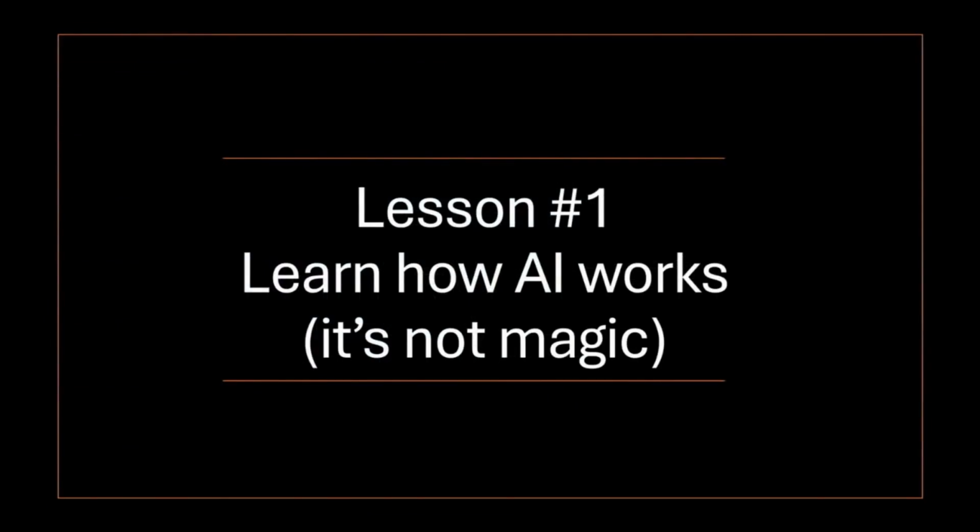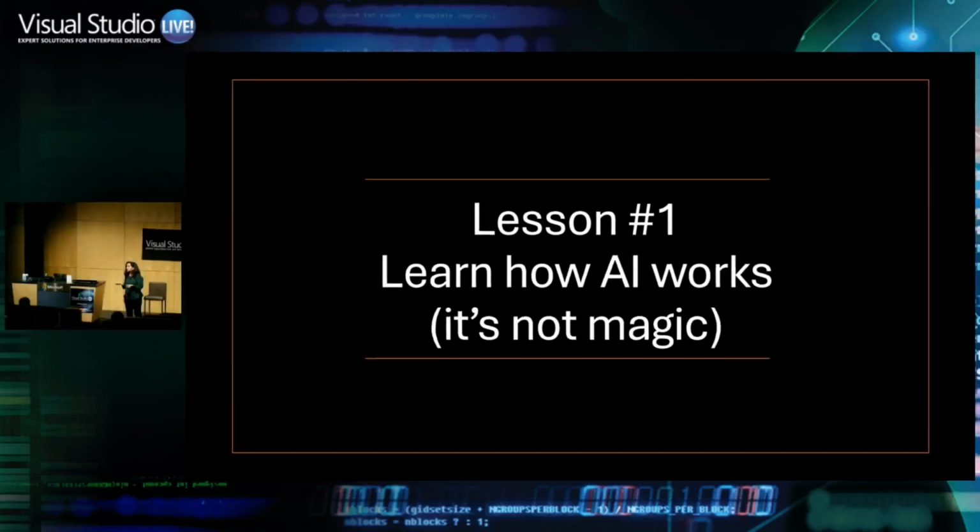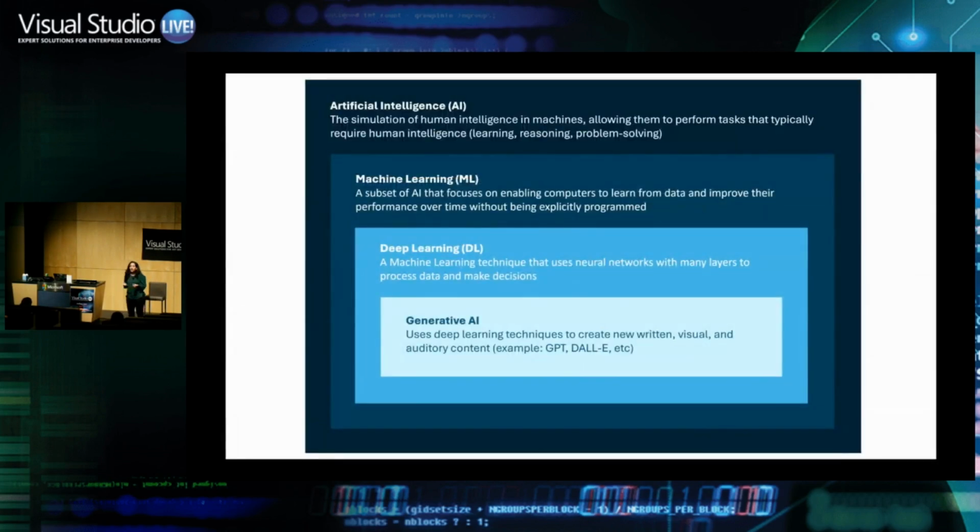Okay, so first lesson, learn how AI works. It's okay to think AI is magic. If you're just using ChatGPT, or your mom, she thinks, I ask a question, it does a really good job. However, if you're a software engineer and you're trying to use it as a tool, it's really important to understand how this tool works so that you can exploit it to its full potential. And let's talk a little bit about what that means.